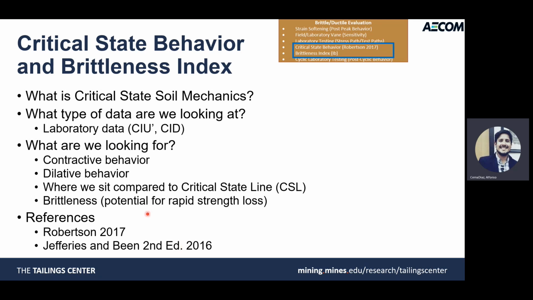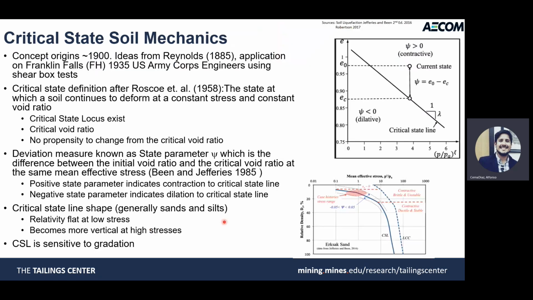For some reference for this type of analysis, we have Jefferies and Been, the second edition book is a good one to use, and then Robertson 2019, in which he talks about the potential for brittleness as we increase our stresses. Critical state soil mechanics is a framework that helps you tie that volumetric response into the initial state, and that's how we relate our strength to your peak and your residual undrained shear strength.